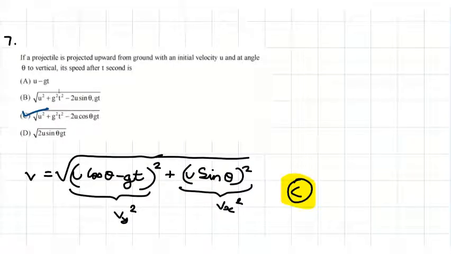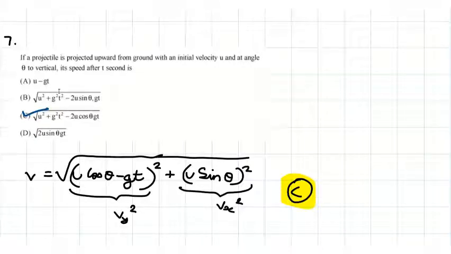In the seventh question, it is given that a projectile is projected upward from ground with an initial velocity u at theta to the vertical, which means the angle to the horizontal is 90 minus theta. We could directly use the formula velocity equal to under root of the y component square plus the x component square. The y component we get as u cos theta minus gt, and the x component is u sin theta.